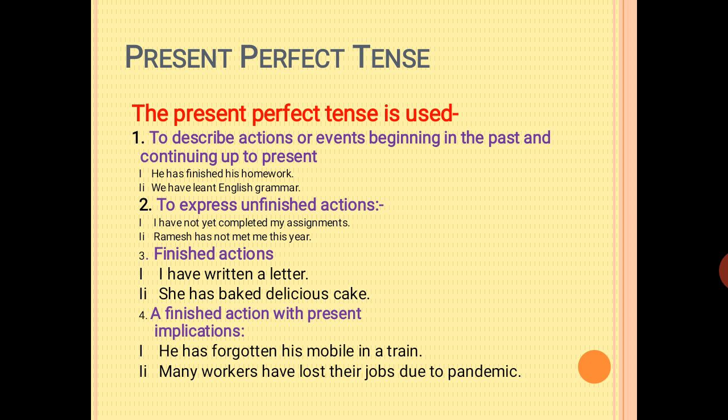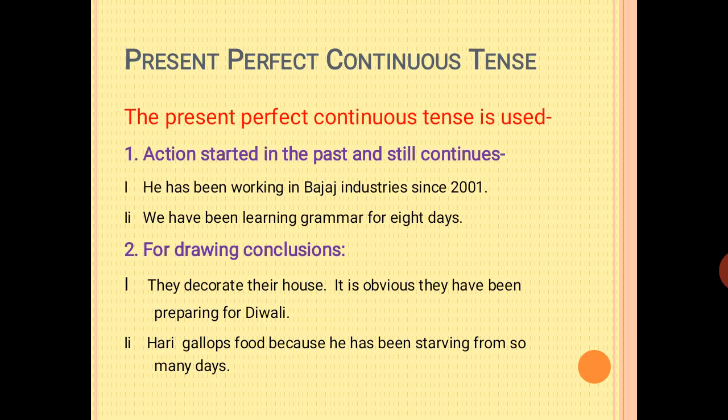This tense is also used to express a finished action with present implication. He has forgotten his mobile in the train. Many workers have lost their jobs due to the pandemic. So we can see the results or the implications of it in the present.